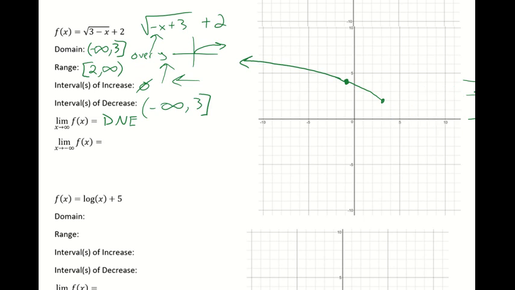Same idea, who did you vote for in the 1980 presidential election? None of us were alive, so we couldn't have voted in it, so does not exist. Limit as x approaches negative infinity is infinity.